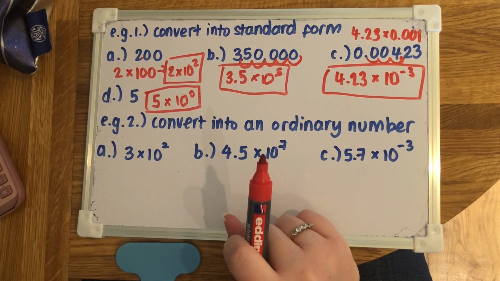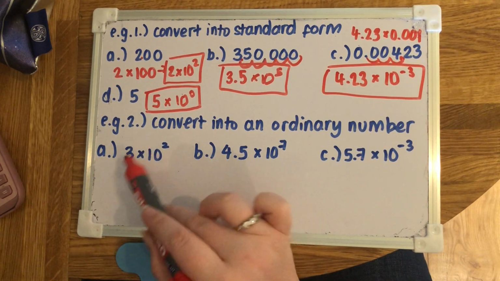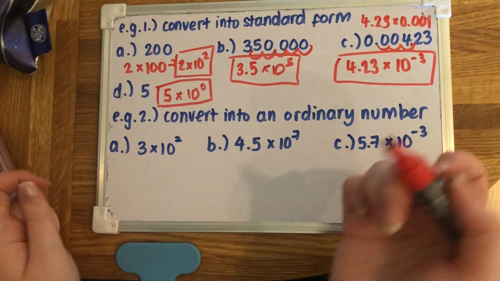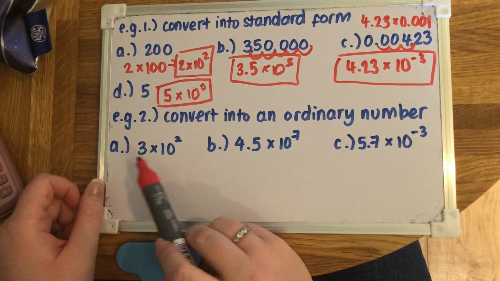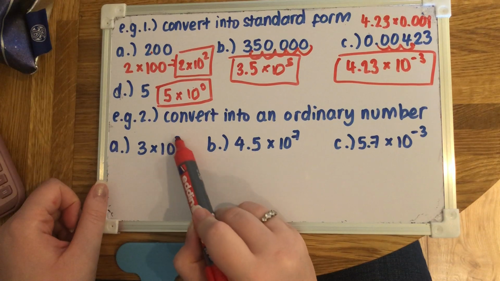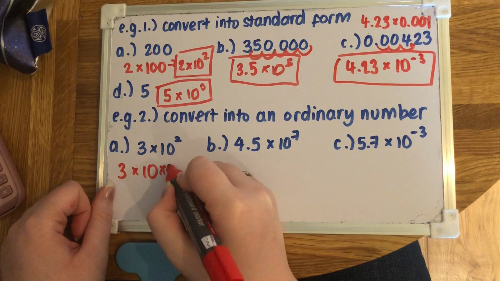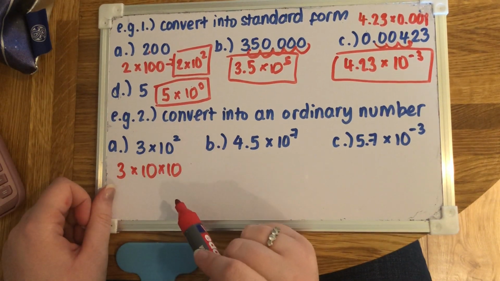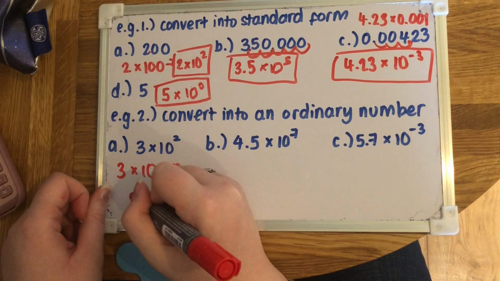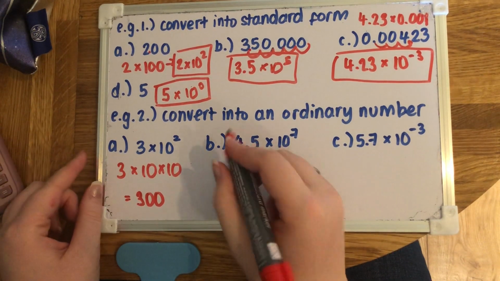Okay, so the next ones, these are just converting back, so we need to go from the standard form into the ordinary numbers. There are different ways of doing it again. The way that I do it is I multiply the front number by 10 this many times. So I'm going to multiply the 3 by 10 twice, because the power on top of the 10 is 2. So 3 times 10 is 30. 30 times 10 is 300.